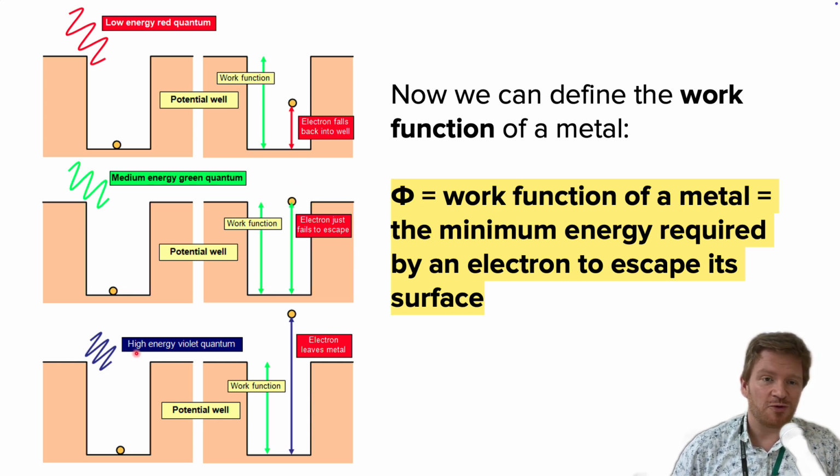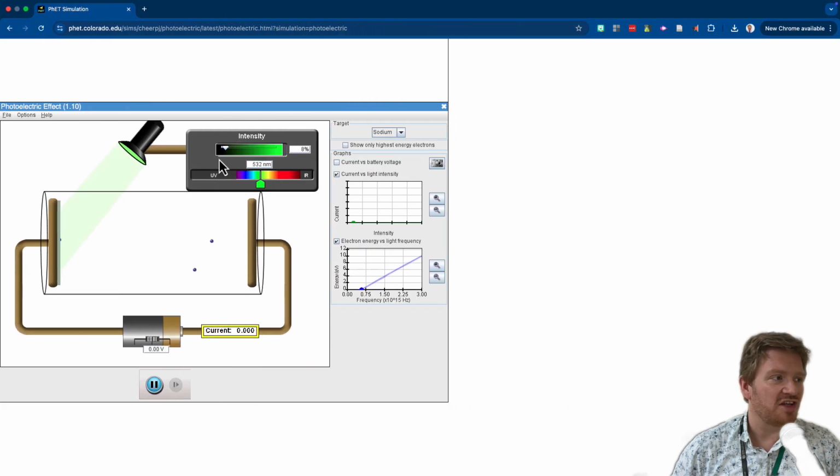But for violet light or ultraviolet light, it gives it enough energy that the electron can escape the metal and have energy left over, so it can leave. And that is logically consistent with what we see in this simulation. If we go back to the simulation, if I increase the intensity here, as I go to a very long wavelength, no electrons at all.